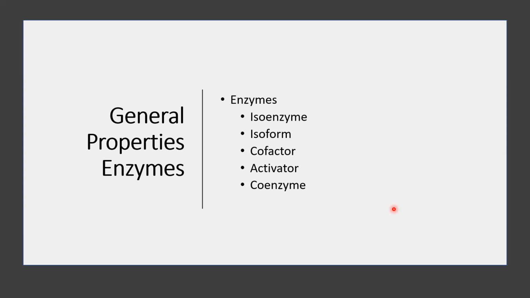We also have what we call isoform. When we say isoform, it is an enzyme that is subjected to post-translational modifications. Remember that isoenzymes and isoforms contribute to the heterogeneity in the properties of our enzymes.